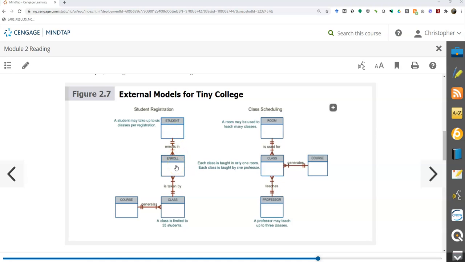You can think of that as an enrollment. So a class can have many enrollments. So this is showing a bunch of students taking a class, and then a course. It says "generates" here.